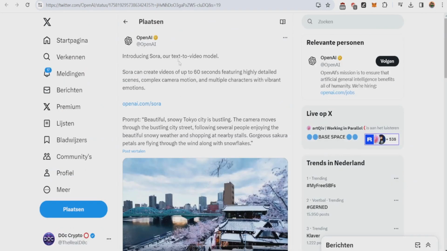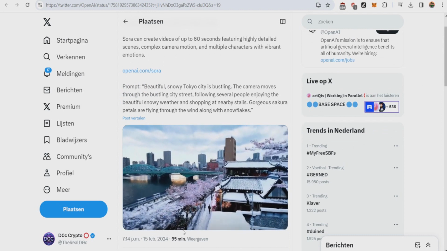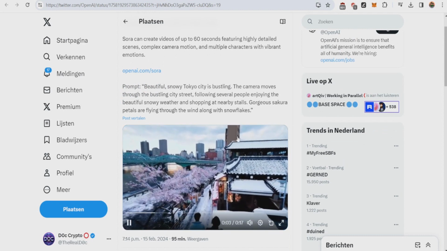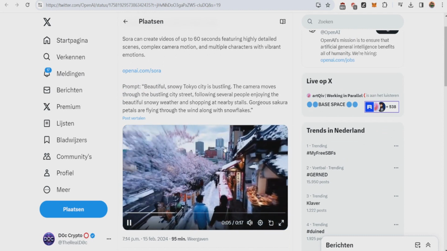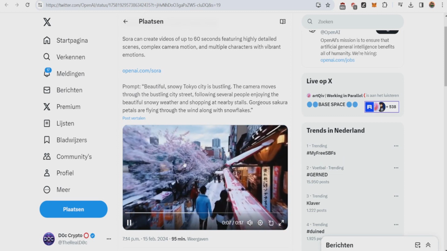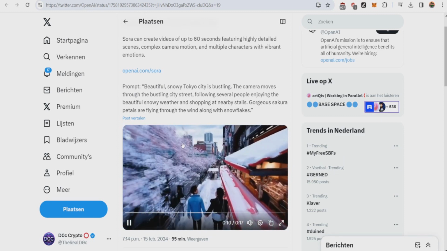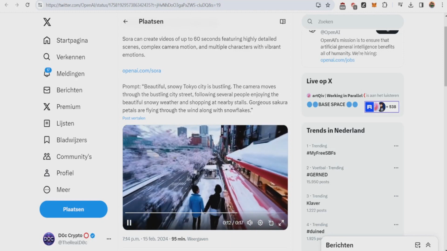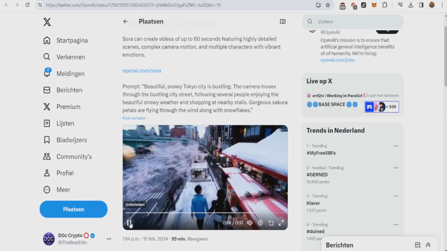For the people who don't know yet, Sora is basically a text-to-video model of OpenAI which can currently create videos up to 60 seconds, featuring highly detailed scenes, complex camera motion, and multiple characters with vibrant emotion. The video below shows it all. What you can see basically looks like cinematic videography, like how the people are moving, how the background is moving, how the camera is following. It's looking very, very impressive.